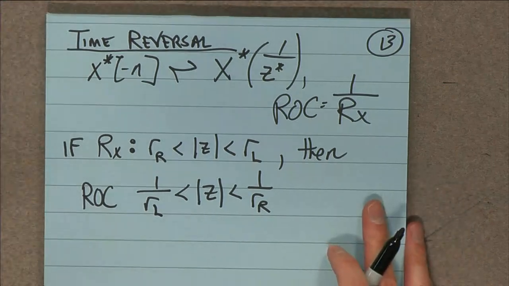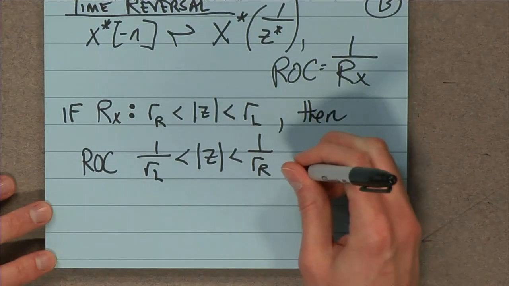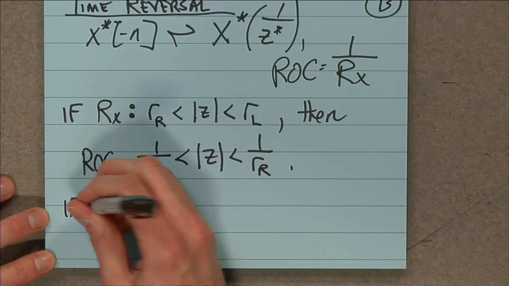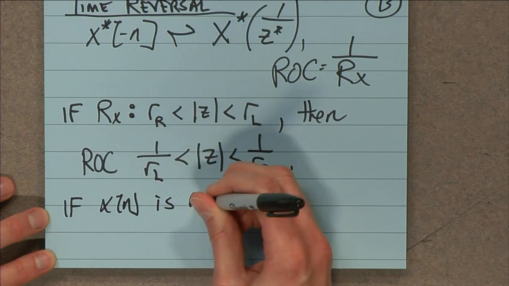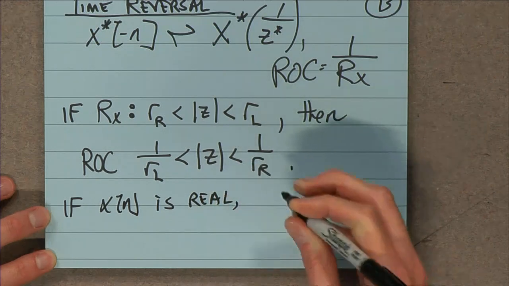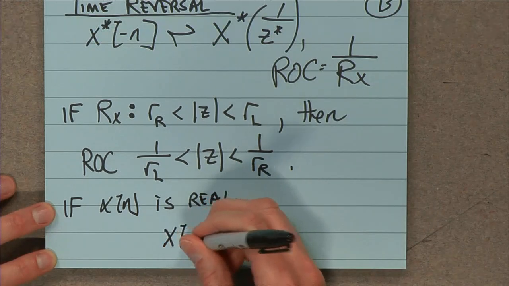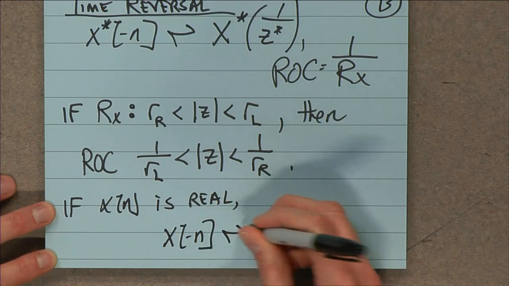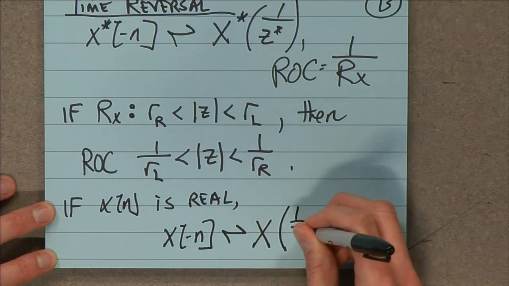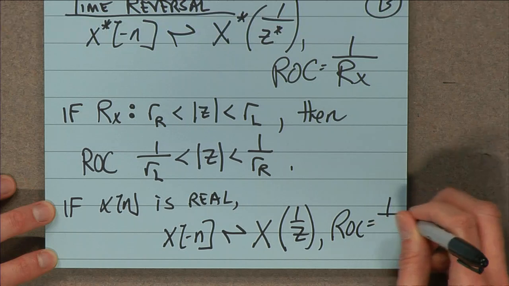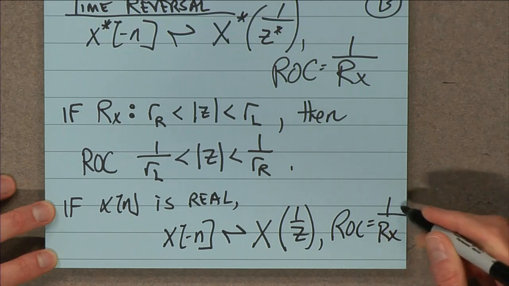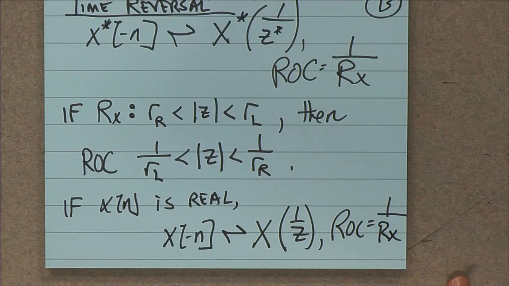And I think we have a simplification too. Let's say if x of n is real. So if we end up with a real sequence, then x of minus n is just x of 1 over z with the same region of convergence. It's reciprocated, 1 over Rx.